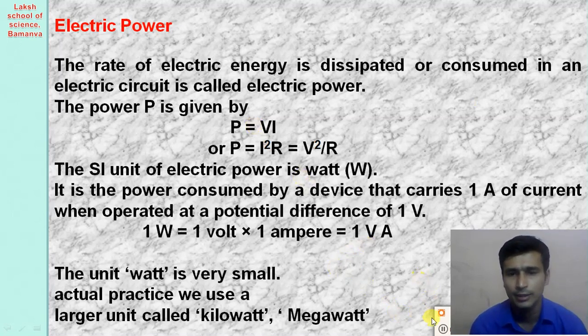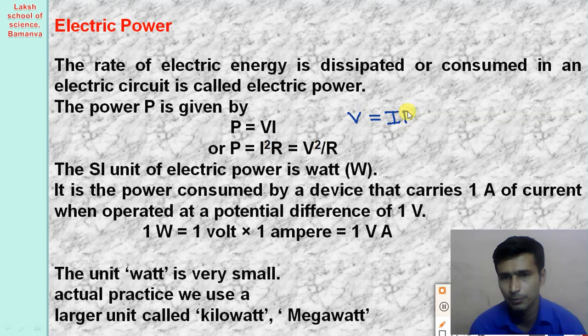So as you know, according to Ohm's law, V = I × R. If we put I × R in place of V, we get the equation of electric power P = I² × R. Or we can put I = V/R. If we put V/R in place of I, we get another equation of the electric power, P = V²/R. So these are all the equations of the electric power.